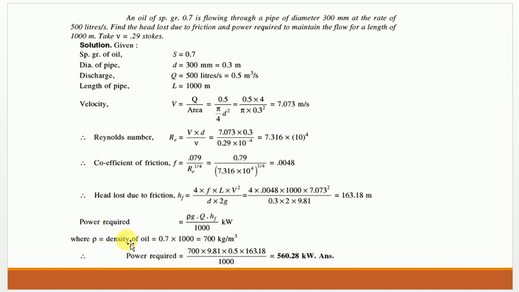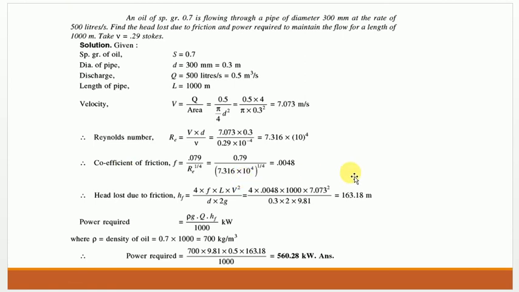So rho is the density of the liquid, and it is given as 0.7 specific gravity. We know that specific gravity will be equal to density of a liquid by density of a standard liquid. To find the density of the liquid, specific gravity into density of standard liquid, which will be 1000. So 0.7 into 1000 will be equal to 700 kilogram per meter cube. If we substitute these values, rho 700, G 9.81, Q 0.5, HF we have found out, by 1000, we'll get 560.28 kilowatt, the power required to maintain the flow at this velocity for a length of 1000 meter.